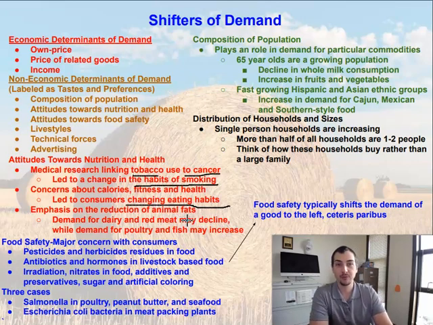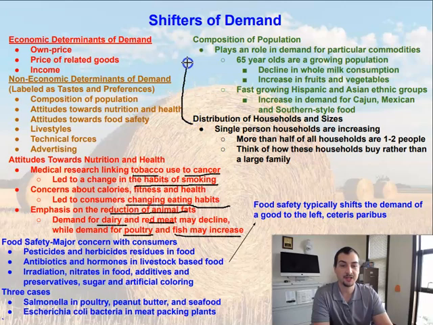Emphasis on the reduction of animal fats. As more research comes out and more doctors are emphasizing less animal fat consumption, we see that the demand for dairy and red meat may decline, and dairy and red meat has declined over the years, and at times it comes back, but it's often due to reports from the medical professional or medical field saying, let's reduce animal fats. Meanwhile, whenever stuff like dairy and red meat decline because of reduction in animal fats, we see the demand for poultry and fish increase.